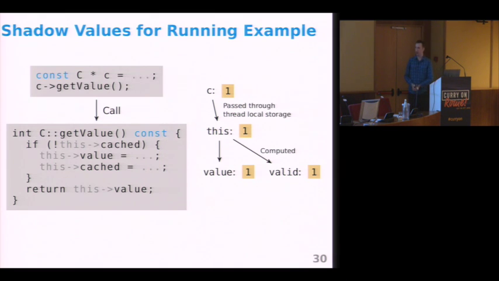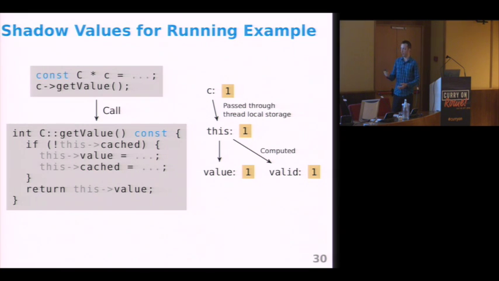So if we go back to our running caching example and see how our shadow values work, if we have a const c, lowercase c, our analysis would instrument this, giving it a shadow value of 1. Then if it later called getValue, the constness of this would be passed through thread local storage, so we don't mess up calling convention or anything like that. And since this is const, we know that both of its fields should be const if we have deep bitwise immutability, and they both get assigned 1 as their shadow value.